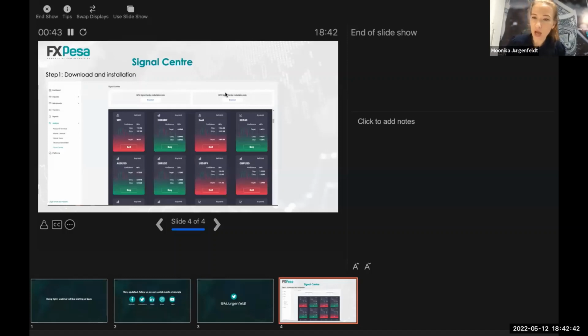And obviously in Kenya, we have a lot of traders who are mainly using their mobile devices. So obviously MT4 and MT5 mobile do not support the installation of any additional installers. However, we do have the live signals available also in the client portal. So if you do use your mobile as a primary device for your trading, you can log into your client portal. As long as you're a live trader with us, under the Signal Center tab, you're able to see the signals from there as well.